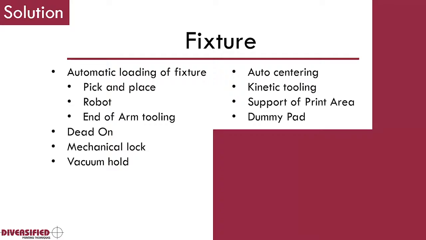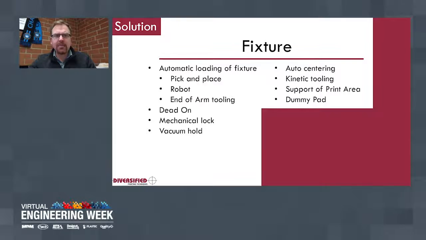The fixture is an essential part of the pad printing. Regardless of automation or not automation, if there's not a good fixture to hold the part, you're not going to get a good product. The part's going to move while it's printed, or you're going to get the print in the wrong place. So tooling is crucial. When we automatically load the fixture, we can do it with 3 different methods. We have pick and place, we have a robot, and we have an end of arm tool.